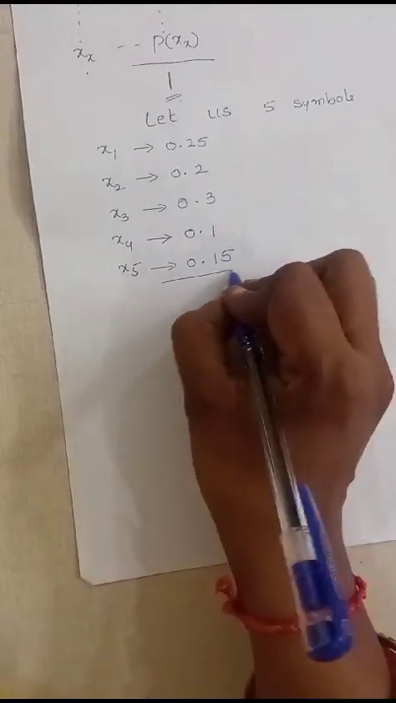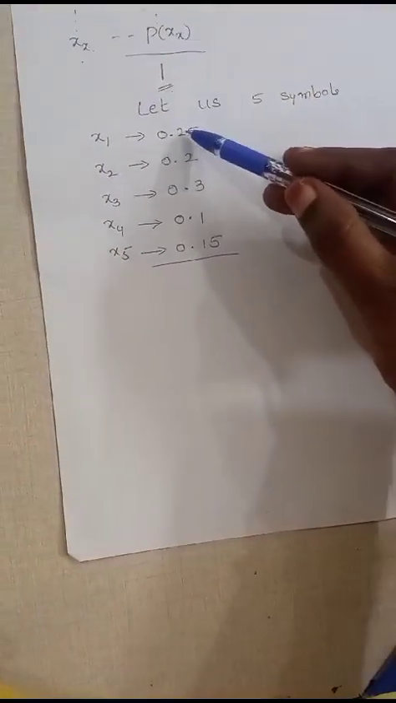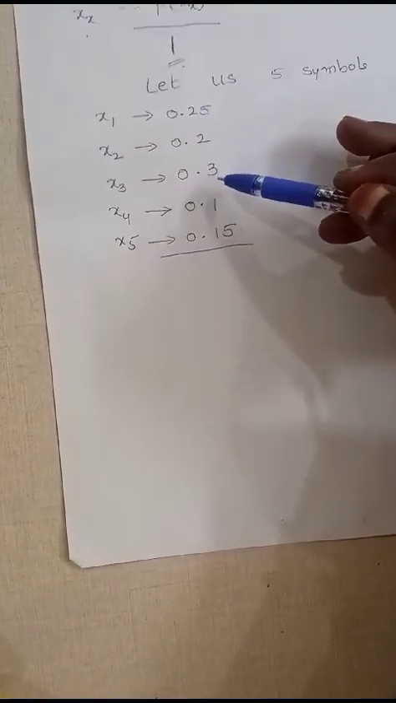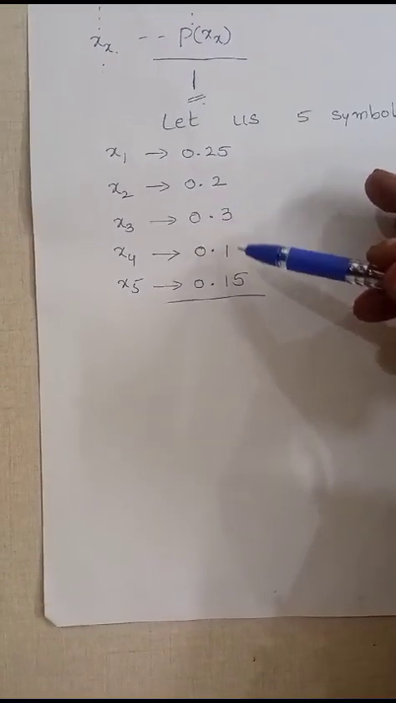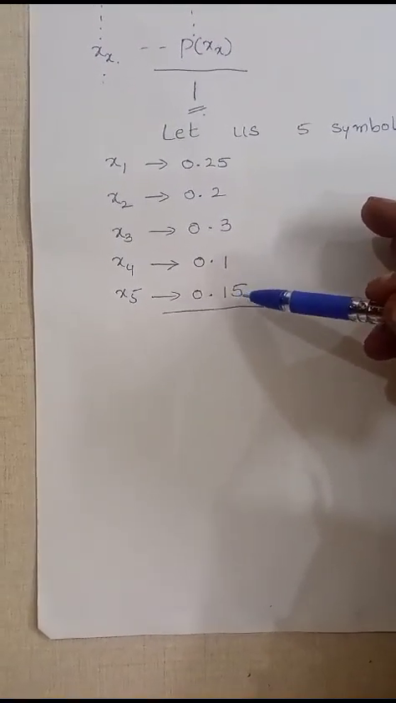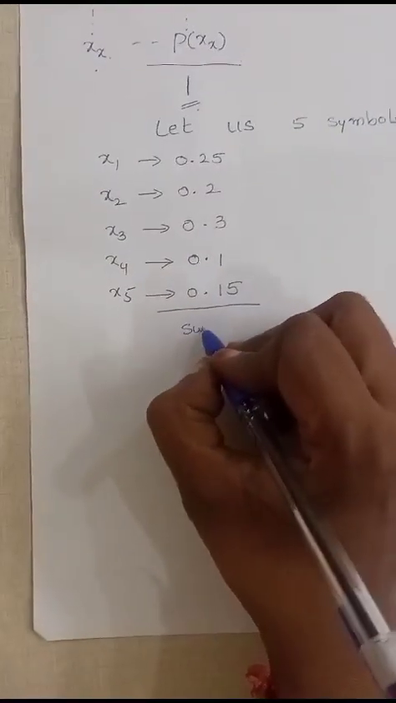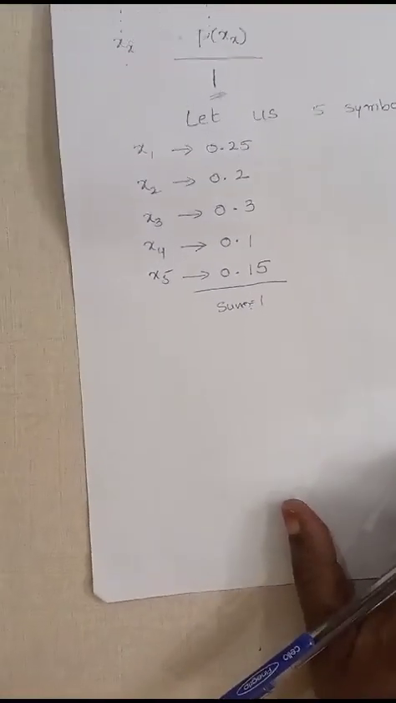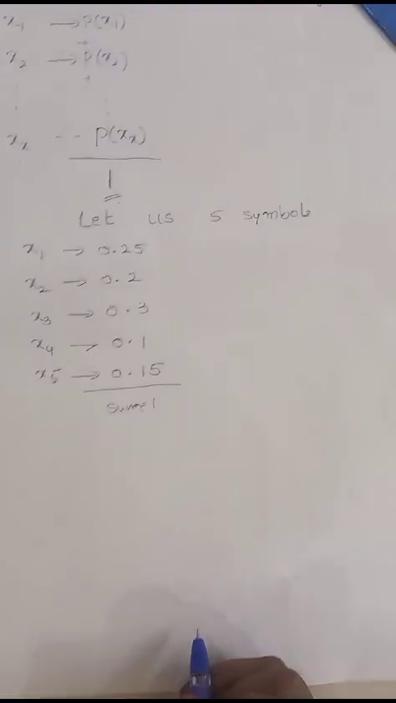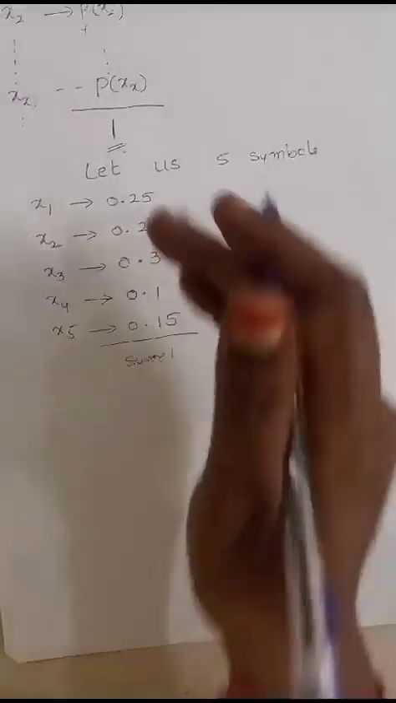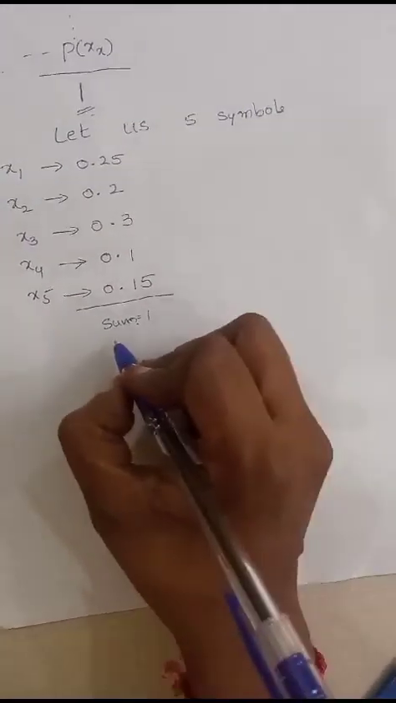Let us see what is the sum of these probabilities. 0.25 plus 0.2 is 0.45, plus 0.3 is 0.75, plus 0.1 is 0.85, plus 0.15. Their sum is equal to 1. Right, now let us see how we can go for the Huffman coding. While going for this Huffman coding, these symbols you have to arrange in descending order.